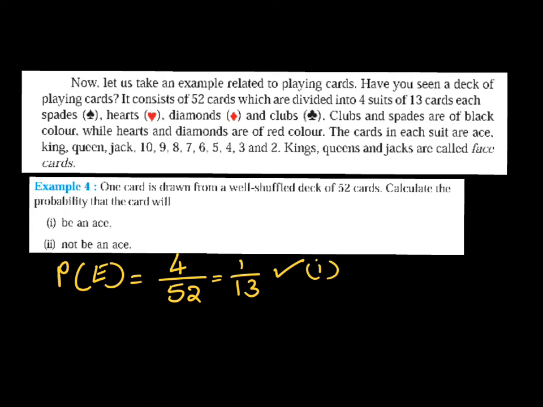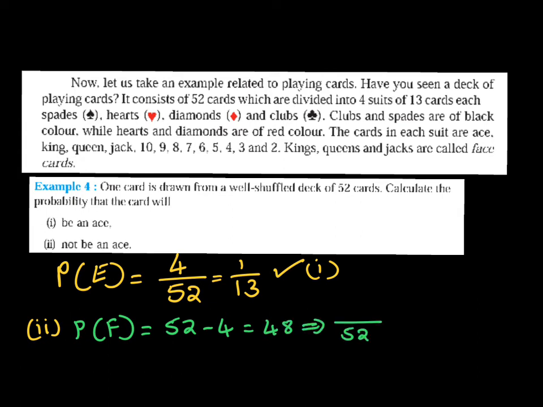Now can you guess what will be the probability of drawing a card that is not an ace? Probability of, let's label that as F, which is nothing but the complement of E. How many cards are not ace? It will be 52 minus 4 and that's going to be 48. And now we can say total number of cards 52. The possible outcomes of drawing a card that is not an ace will be 48. So 48 over 52 is 12 over 13.